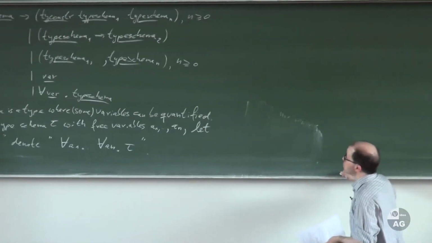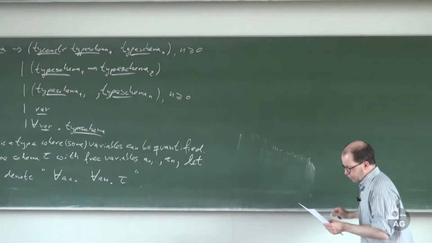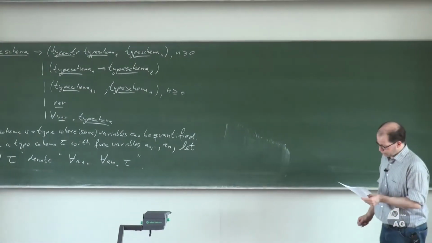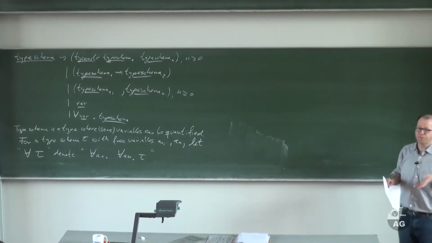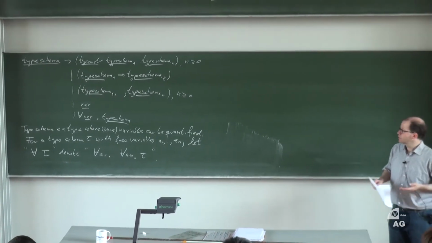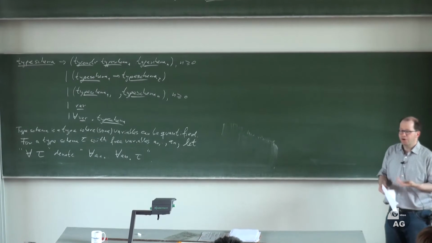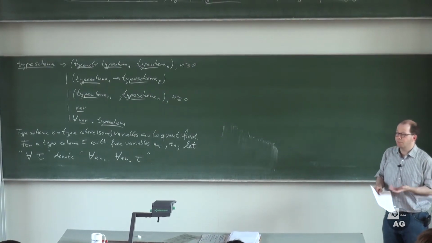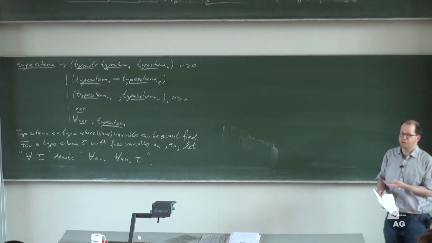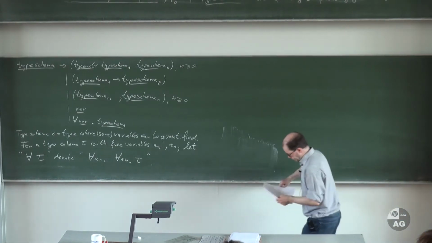So this is the definition of type schema. And now we also define type assumption formally. A type assumption is just a mapping from variables and constants to type schemata. So the idea is that for every variable and constant, the type assumption tells us what is the most general type of this variable or of this constant.